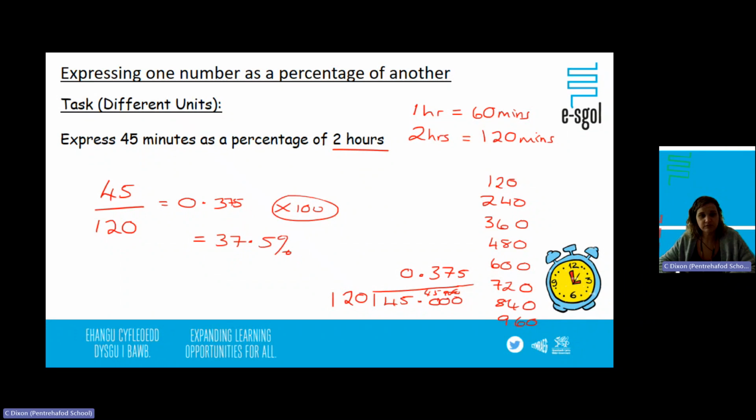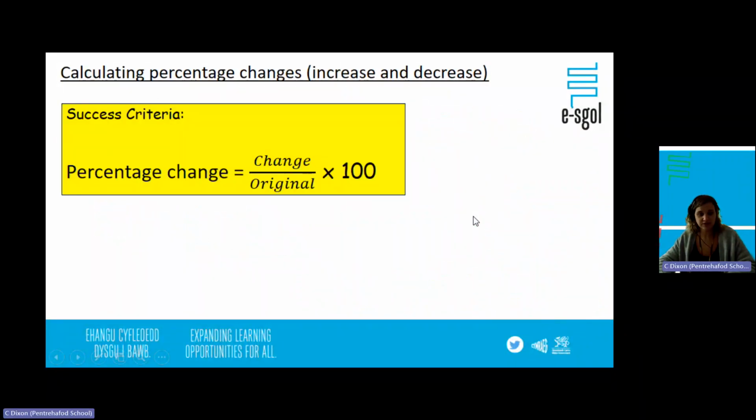Okay, we're going to move on now to percentage change. Okay, so the next slide, you see this slide here is the new formula. So again, write this down. Okay, get yourself some notes. Percentage change is the change divided by the original multiplied by 100.